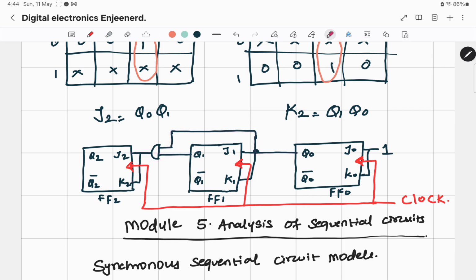That's it. All those connections. And one final thing, since this is a synchronous counter, the clock pulse of all the flip-flops will be going simultaneously from this line. That's the only designing part.